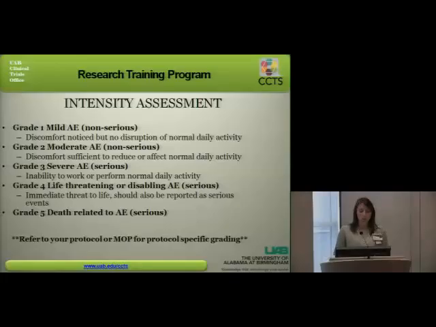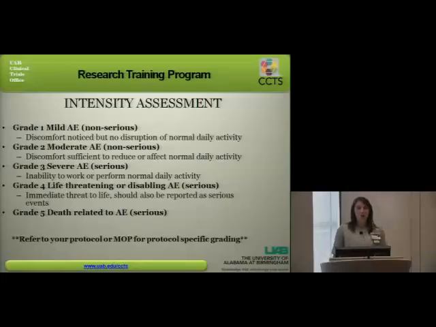Grade 2 would be a moderate adverse event. This is also non-serious. This would be discomfort sufficient to reduce or affect normal daily activity. A grade 3 would be severe. This is serious. The inability to work or perform normal daily activity.